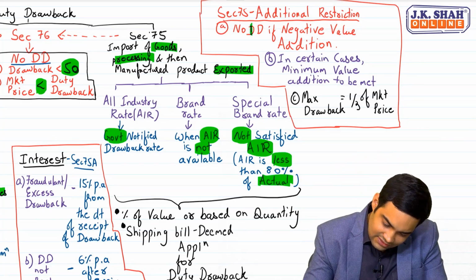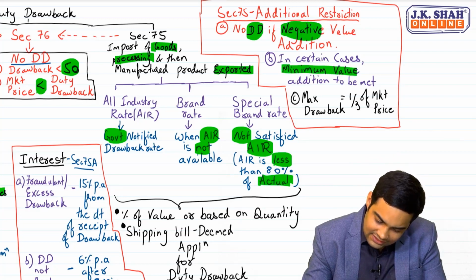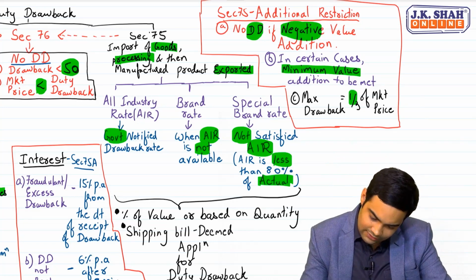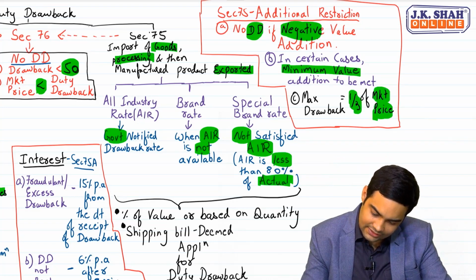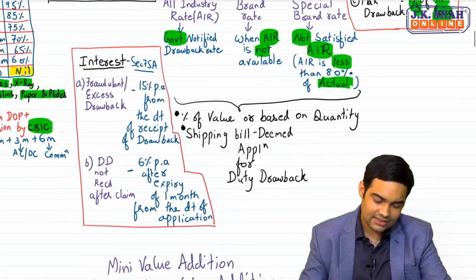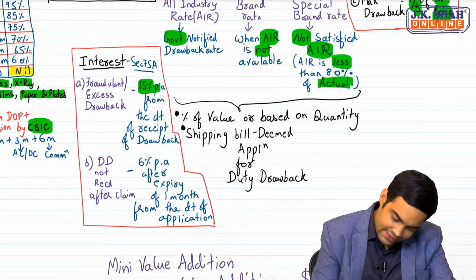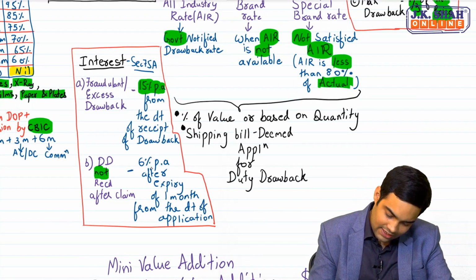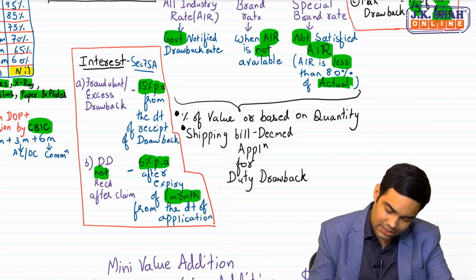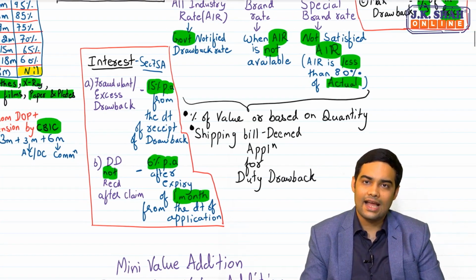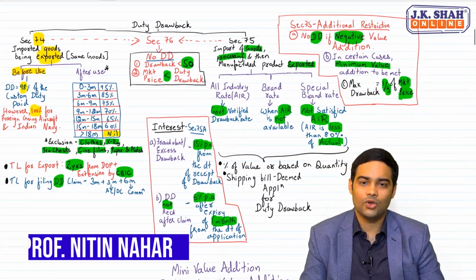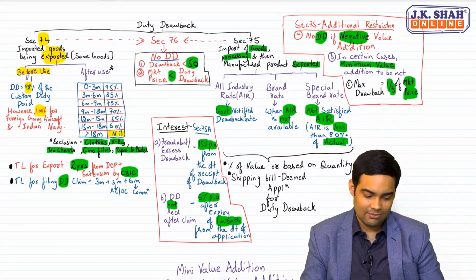3 conditions: no duty drawback in case of negative value addition. In certain cases, you will have to meet minimum value addition, and maximum drawback is 1/3 of market price. And then you have interest. Interest, if fraudulently taken, 15% per annum. If you have not received drawback after claim, 6% per annum after the expiry of 1 month from the date of filing application. So this entire diagram will help you one day before the examination.